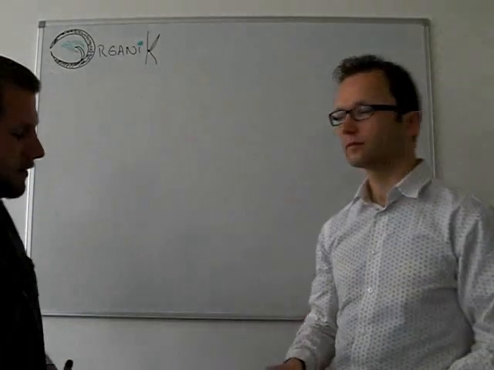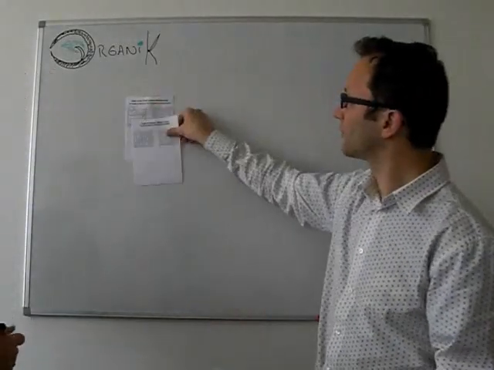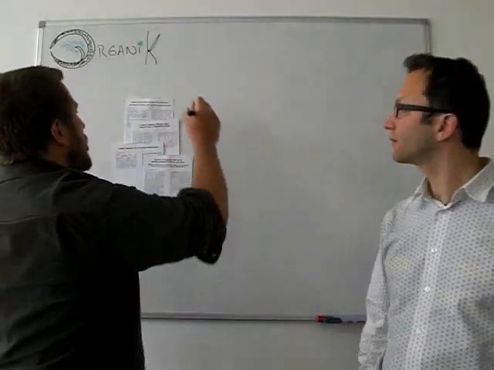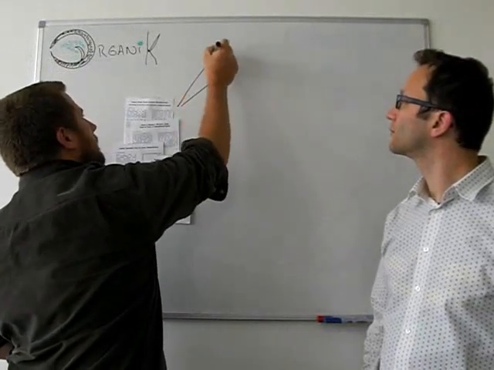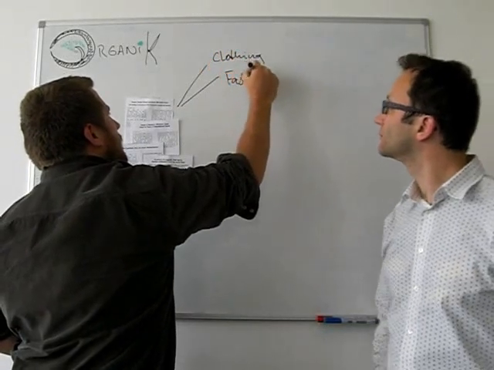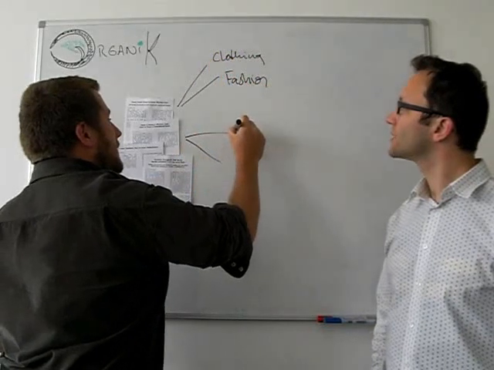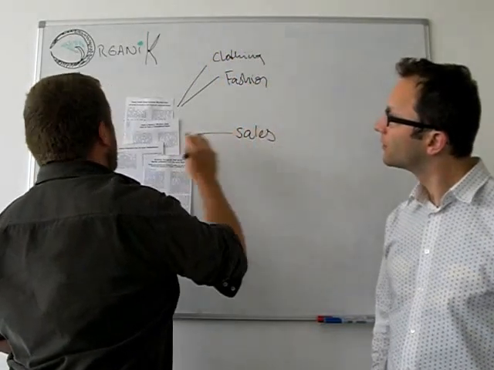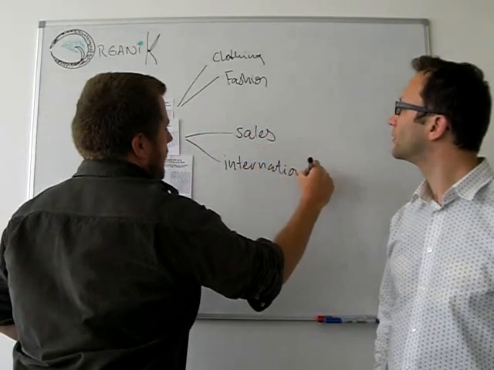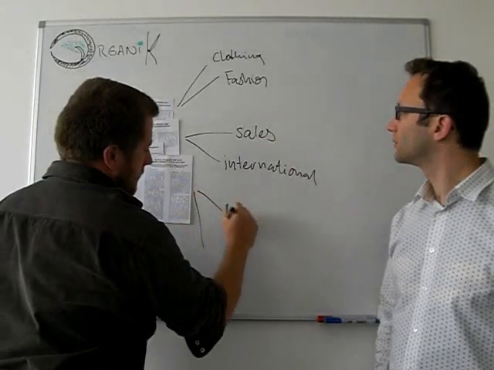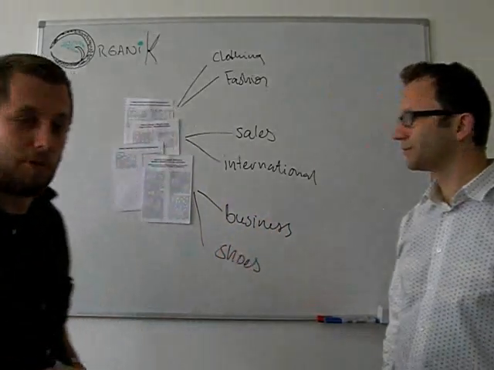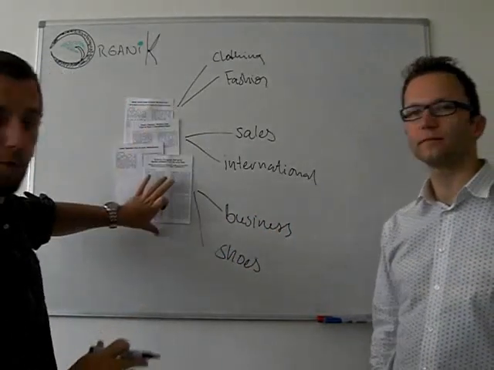So here we start with some documents. From each of these we will then extract some terms. Clothing, fashion, sales, and business, shoes, etc. So from each document we will get different terms that are important for this document.